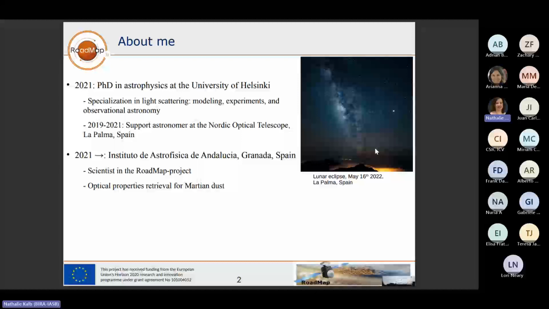And I did a lot of observational astronomy because I worked as support astronomer at the Nordic Optical Telescope on La Palma when I was doing my PhD. And now after getting my PhD, I started in the roadmap project as a scientist, and my focus is to retrieve optical properties for Martian dust. I also do some astrophotography in my free time. So here's a nice image of a lunar eclipse on La Palma. You can see the Milky Way core and the moon in the same picture.